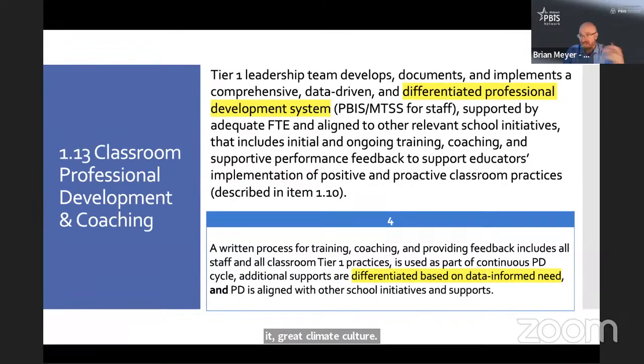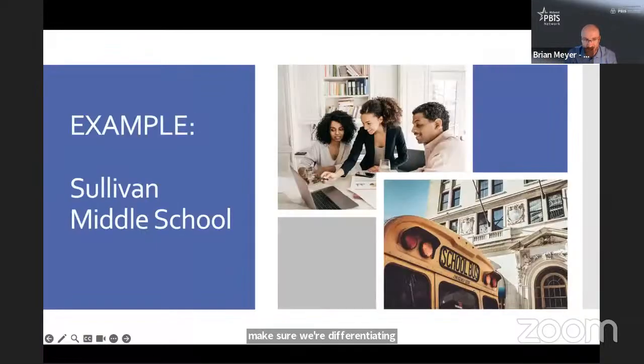And then finally, this last one is what's the professional development? So we can't just do all that, but we have to attend to building our staff's capacity, working with each other to understand and making sure that we're differentiating our professional development. So I have an example of a school, like just kind of a mock-up of what that could look like.